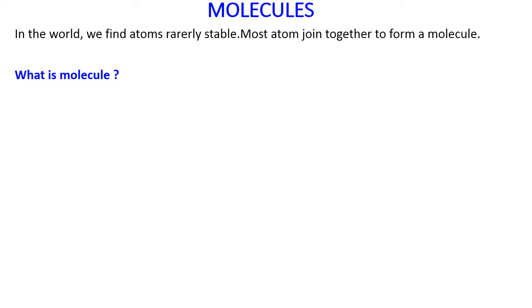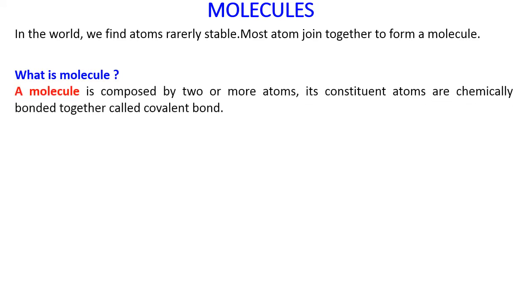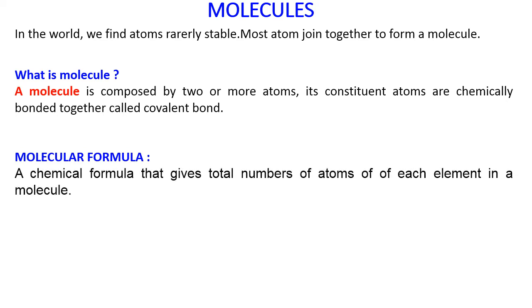What is a molecule? A molecule is composed of two or more atoms. Its constituent atoms are chemically bonded together, called a covalent bond. While we talk about molecules, there is the molecular formula. So what is a molecular formula? A molecular formula is a chemical formula that gives the total number of atoms of each element in a molecule.